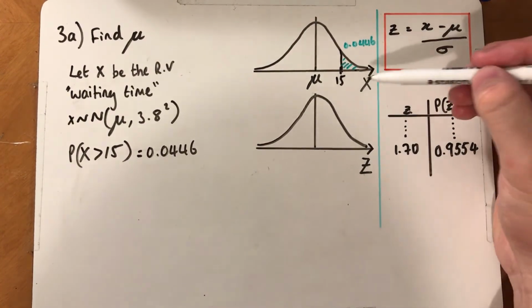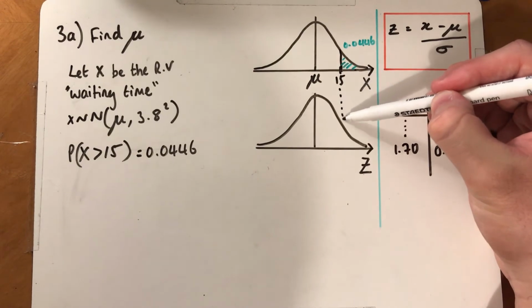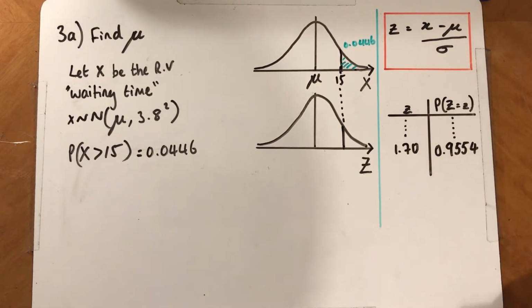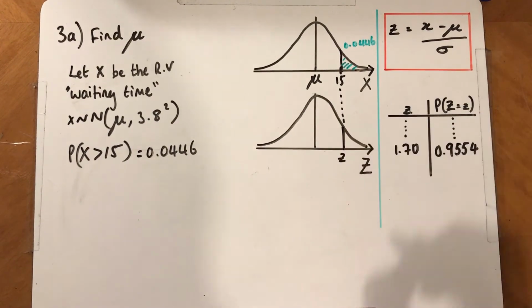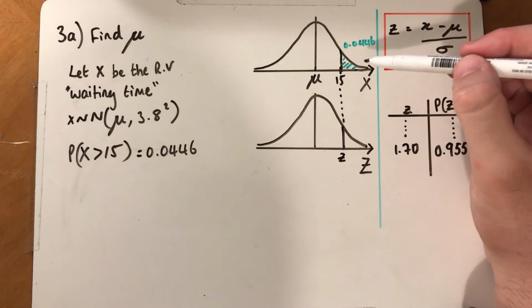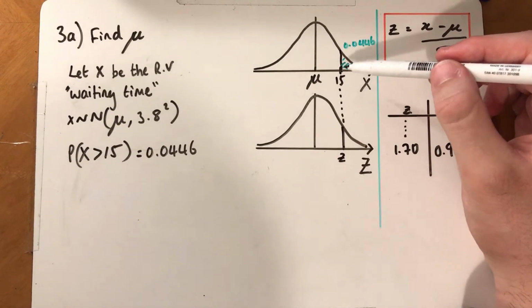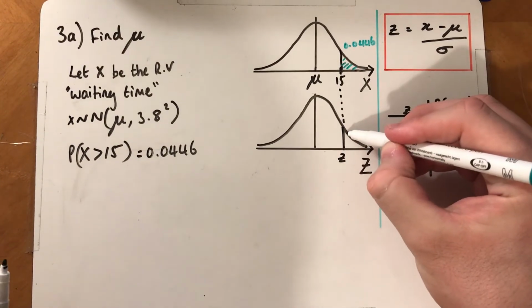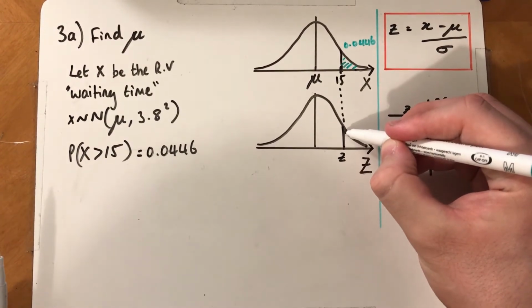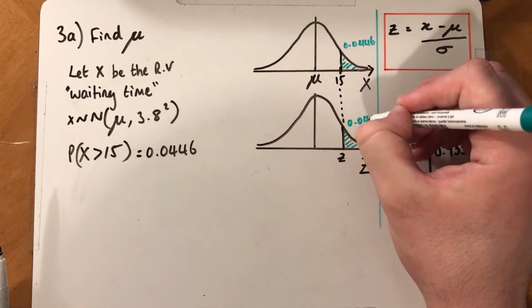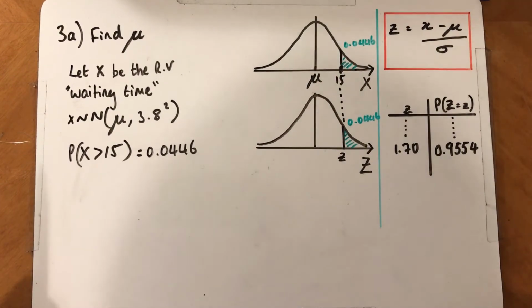So we can now transfer this down onto our standardized normal distribution curve. We can say there is an observed value z, and we usually give it small z, which corresponds to our 15 minutes, and the probabilities are exactly the same. You should be familiar with this. So we therefore know that this probability is also equal to 0.0446.